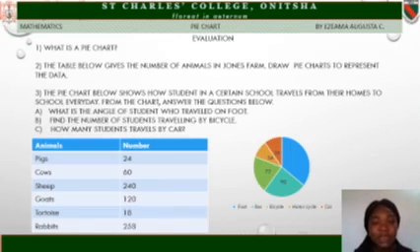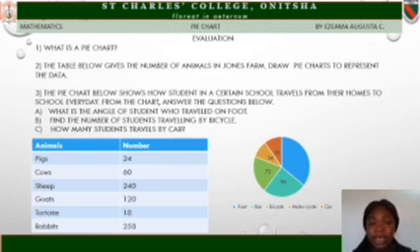Now, evaluation. I would like my students to go through this. 1. What is a pie chart? 2. The table below gives the number of animals in Jones' farm. Draw a pie chart to represent the data. Use that table where we have animals and number: Pig, 24. Cow, 60. Sheep, 240. Goat, 120. Tortoise, 18. And rabbit, 258. That is question number 2.